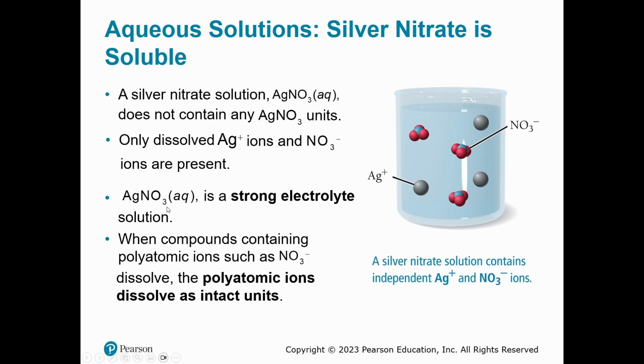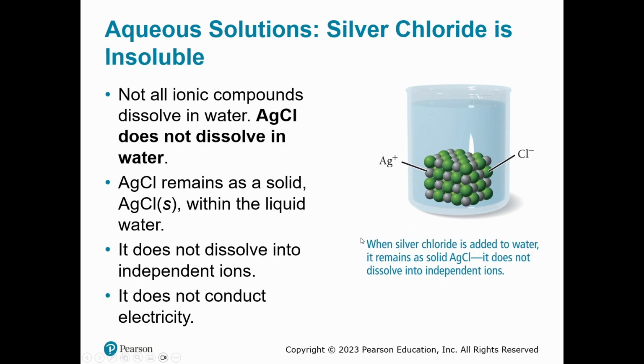So silver nitrate is a strong electrolyte because it fully dissolves. The polyatomics stay as the polyatomic. This is why we always treat them as an individual unit, because they don't ionize like silver and chloride would. Silver and nitrate stays intact. It's an entire polyatomic unit that is a -1 ion. So silver chloride, the non-polyatomic version of silver nitrate, is totally insoluble.